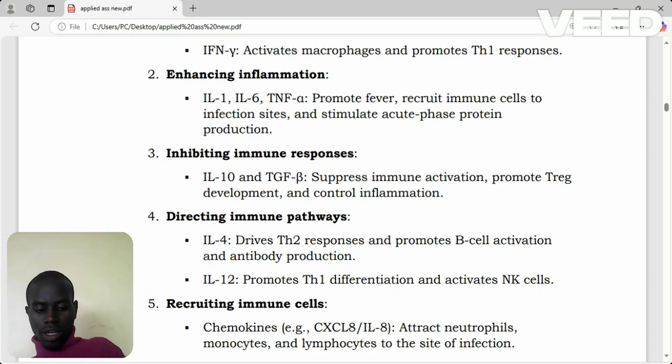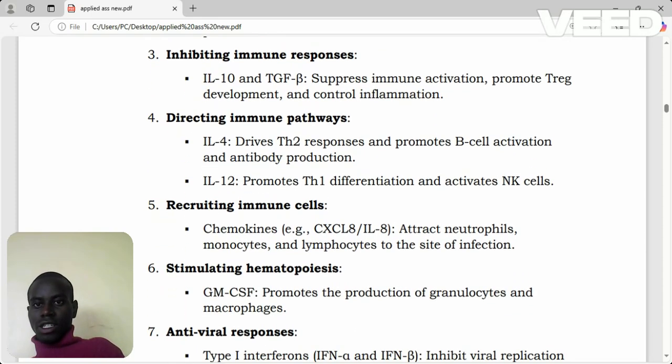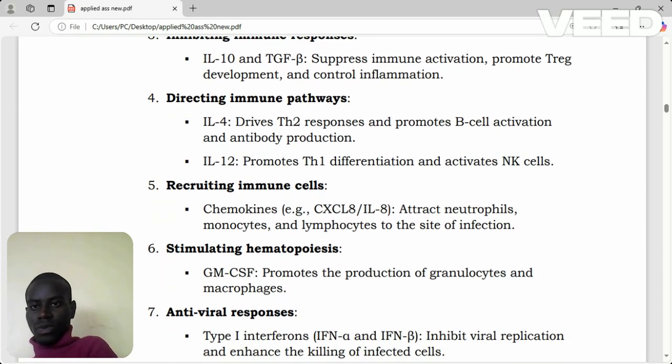The fourth one, directing immune pathways. Interleukin-4 drives the Th2 responses and promotes B-cell activation and antibody production. Interleukin-12 also promotes Th1 differentiation and activates natural killer cells.